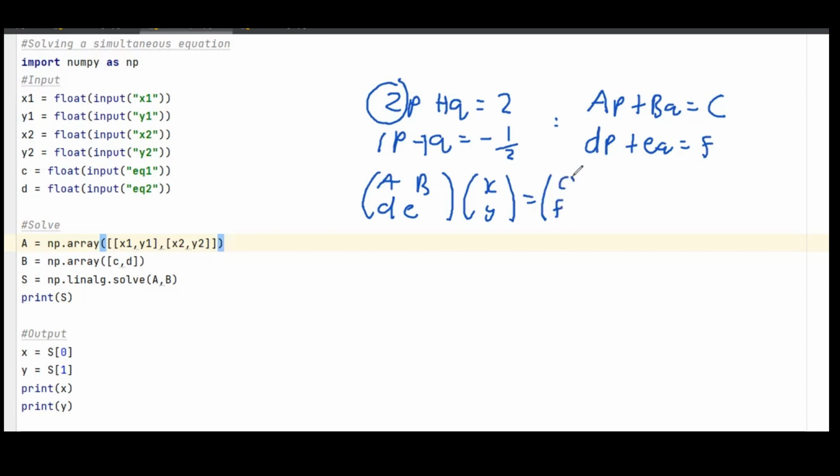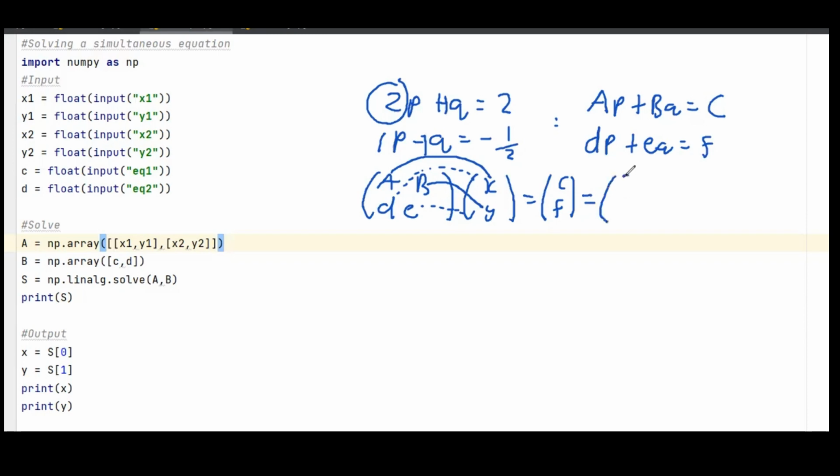C F. And the thing about matrices is that this is how you multiply them. A times X, B times Y, and then you would do it in different rows, so DX and EY. Think of it just like expanding brackets. You just have to follow certain rules. If we do that, we end up with AX plus BY is equal to C, and DX plus EY is equal to F.